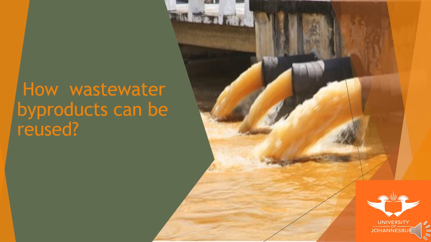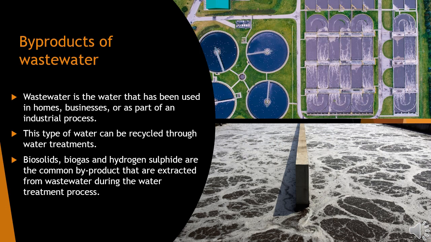Now, let's discuss how wastewater byproducts can be reused. Firstly, let's understand what is wastewater. Wastewater is the water that has been used in homes, businesses, or as part of an industrial process. This type of water can be recycled through water treatment methods so that it can be used again. Some of the common byproducts that are extracted from wastewater during the wastewater treatment process are biosolids, biogas, and hydrogen sulfide.